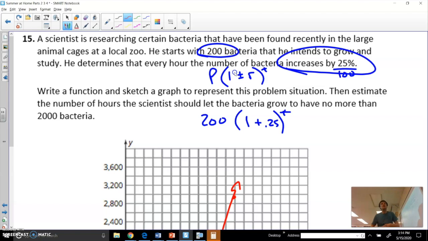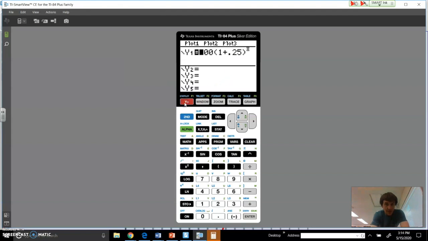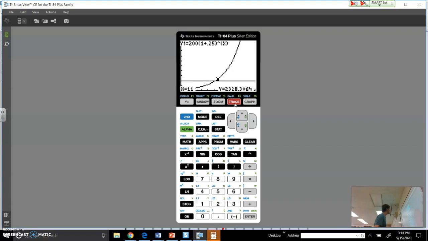So it says, then estimate the number of bacteria that the scientists should let the bacteria grow to have no more than 2,000. So I want to consider maybe graphing a constant. Let's just graph 2,000, no variable, and let that kind of show us where exactly 2,000 is on the y-axis. And let's try to find exactly what we think that input would be to make roughly 2,000. So it looks like 11 makes 2,300. You know, 10, that's a little low. You know, 10.5. Okay, I'm a little high now. 10.4. 10.3, you know, really getting close. I want this to be as close to 2,000 as possible.